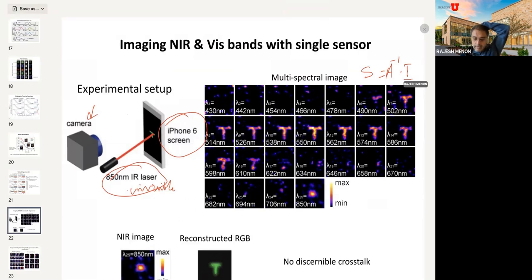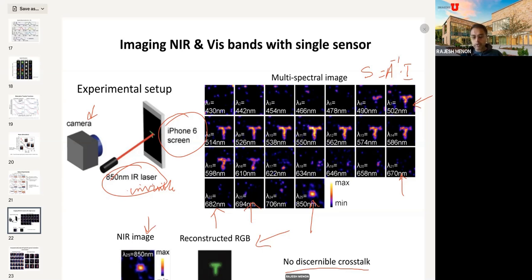You can see that the laser indeed shows up at 850, but not in the other channels, right? You don't see them anywhere else. You can see the T, which is green. And of course, you could reconstruct the images as shown in the bottom, where you can separate out the green T from the near infrared laser spot. And there's no crosstalk, which is very nice.